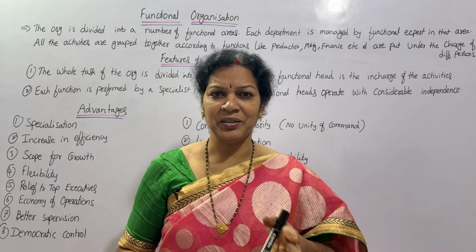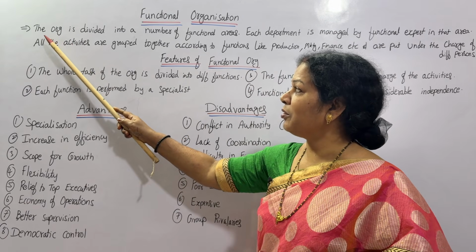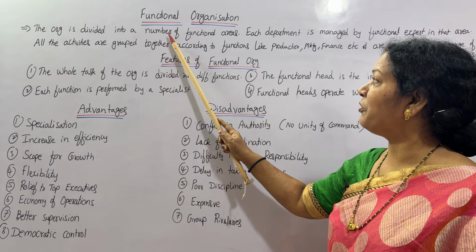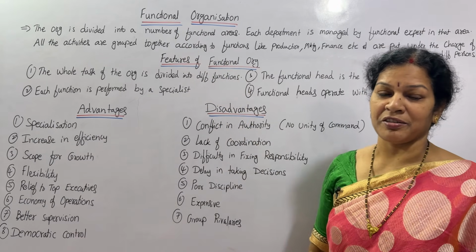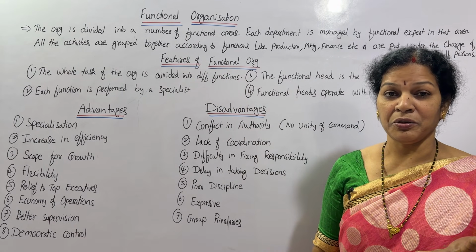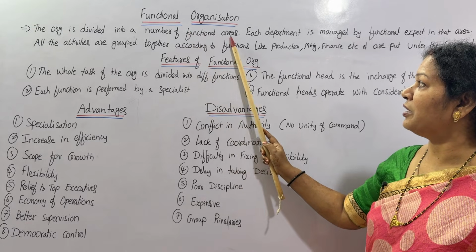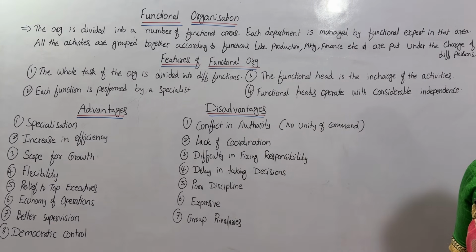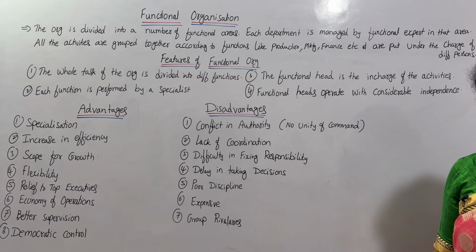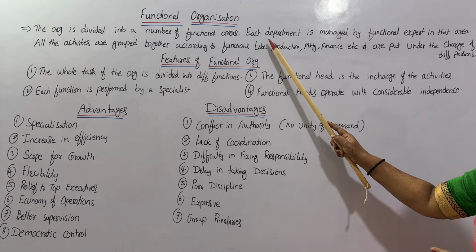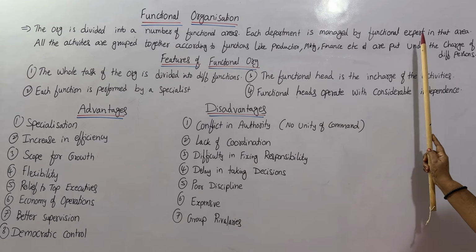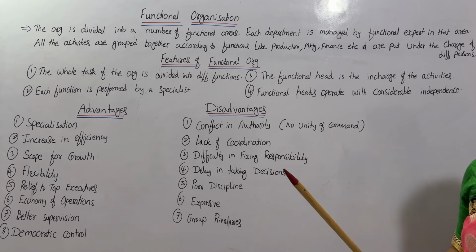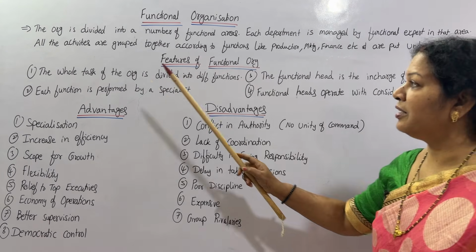I have written something, so let's see what this is. The organization is divided into different functional areas. Each department is managed by a functional expert. Like the finance department is managed by a finance expert, and likewise HR and marketing. Each department is managed by an expert in that area.